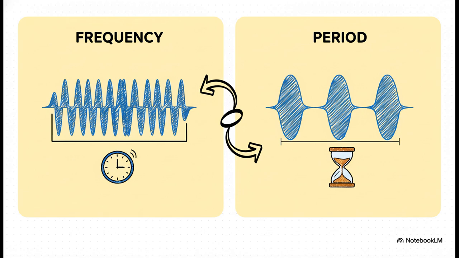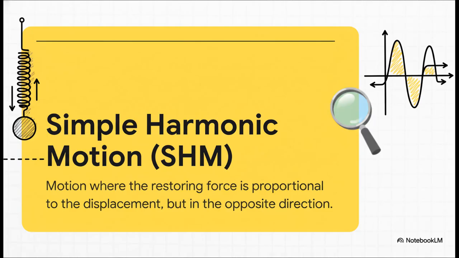That's just the time it takes to complete one of those cycles. They're perfect inverses of each other. If you know one, you always know the other. Now, tons of things oscillate, but physicists, well, they love to start with the simplest, most perfect case imaginable. We call this simple harmonic motion, or SHM for short.